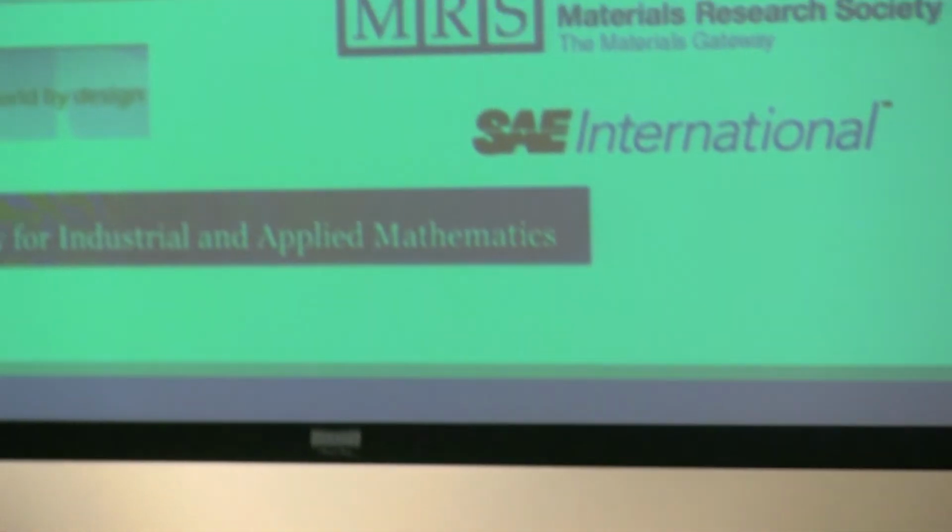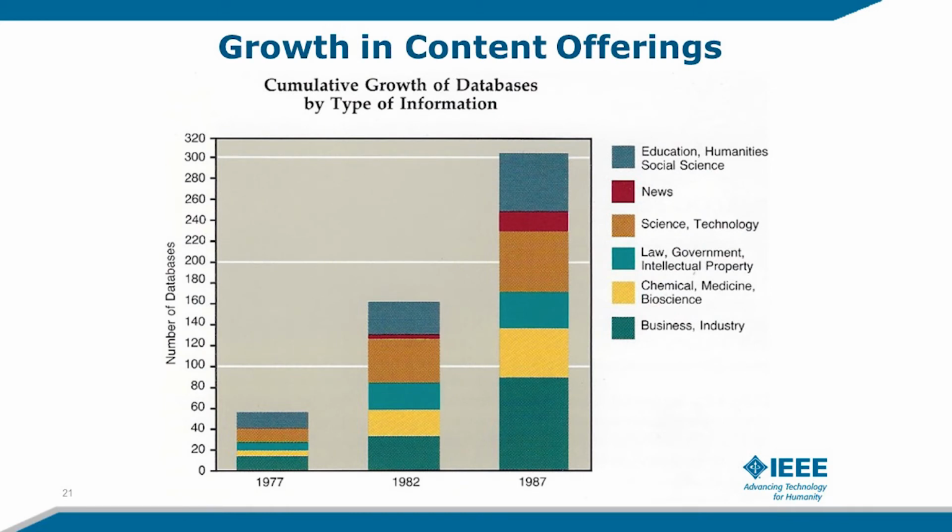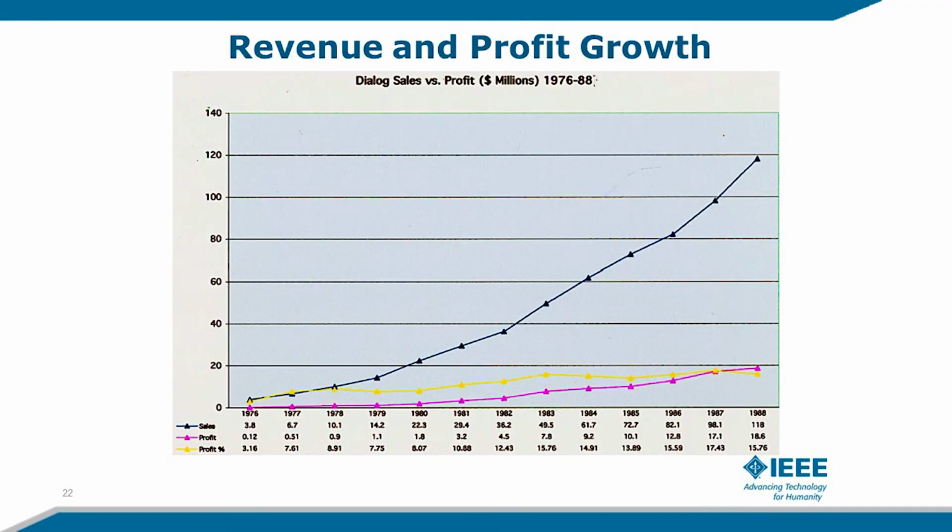Okay, the next slide shows just a smattering of the types of databases and indexes that we had. And then the following slide shows the growth in content offerings that we had. That's probably a little difficult to read, but it certainly is for me here. But you can see the idea that we grew both in type of content and in overall quantity of databases. And then the next slide shows our revenue and profit growth over a period from 1972 to about 1987, I believe.